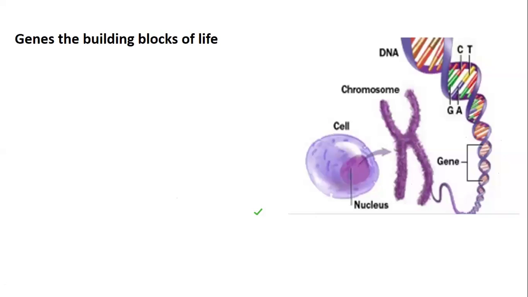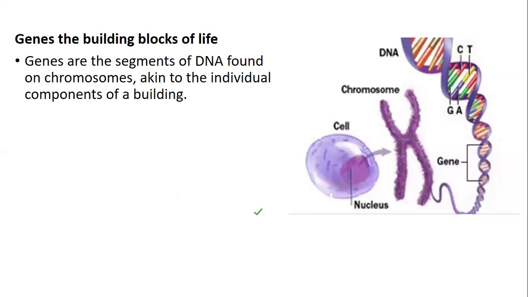So the genes are the building blocks of life. And the genes are basically the segments of the DNA found on the chromosome. Okay, similar to the individual components of a building. So if we look at a building, like where you are right now, you'll find that the building has bricks, it has maybe windows and so on and so forth. So genes are like those parts that make up the individual. Just like the bricks, the stones, the mortar, the walls, rather the windows, are the things that make the building what it is.